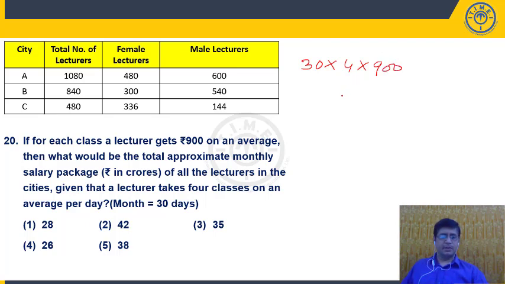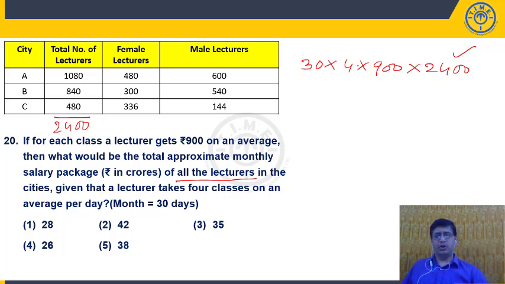900. Okay. Then what is saying here? On average. And what is the number of lecturers? Number of lecturers is equal to 2400. What is asking here? So for each lecturer 900 rupees. So what would be the total approximate monthly salary package of all the lecturers? All the lecturers means 2400. Now product of all these numbers is our answer. Multiply these numbers. So 24 into 9 into 4 into 3.